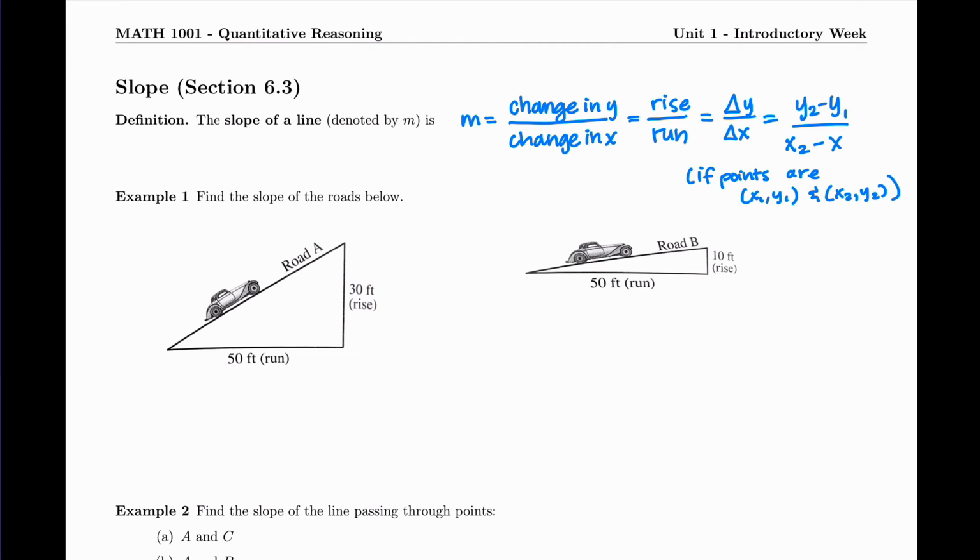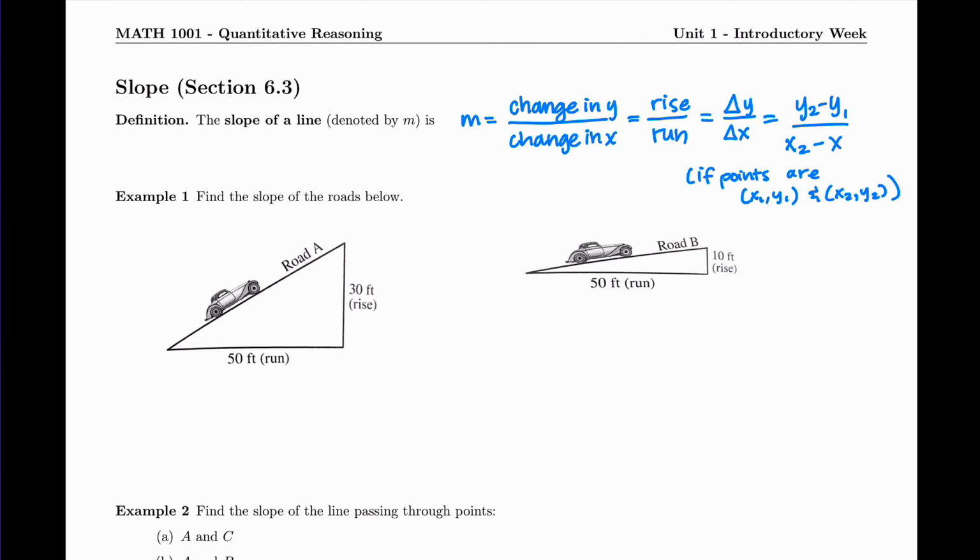So let's look at these examples here. Example 1 says, find the slope of the roads below. Let's look at road A first. We see that road A is pretty steep, especially compared to road B. Just an intuitive idea of slope is this should have a larger slope. It's steeper than this one. But let's find their exact slope.